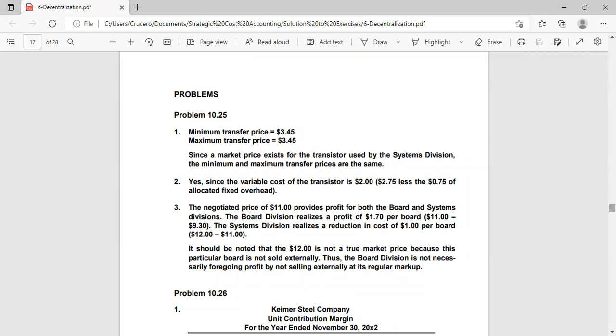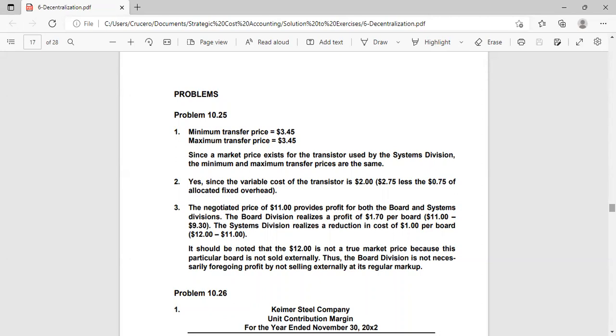Now, one is the buying division and the other one is the selling division. So the minimum transfer price is the market price, that's $3.45 per unit, and the maximum is still $3.45. Since a market price exists for the transistor used by the systems division, the minimum and the maximum transfer prices are the same.